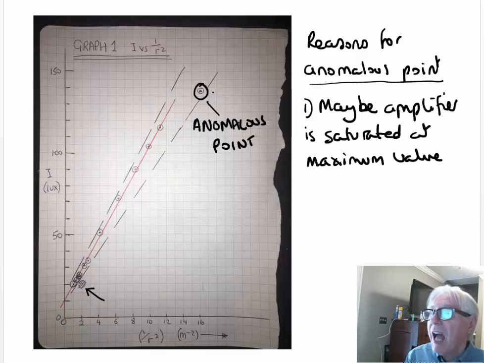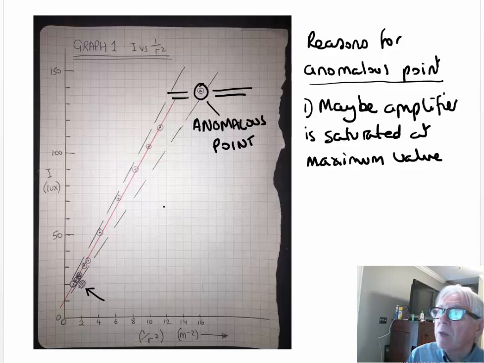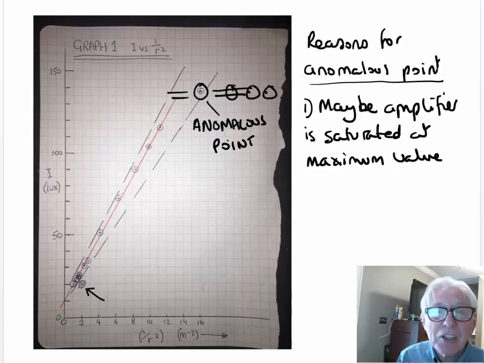Now, how would I know that? How could I prove that? I could take some more data points in that region there and see, do I always get the same value? If I always get the same value, oh, I know that, I'm saturated.